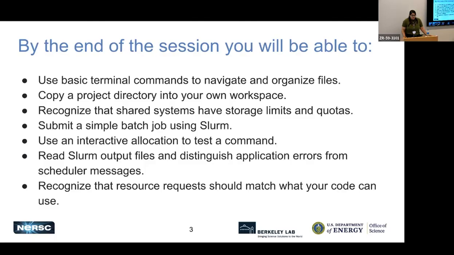We're going to do something called an interactive allocation. And if you don't understand what that is, you will. We're going to read some Slurm output files and do a little bit of basic troubleshooting. And then hopefully at the end, and I'm not sure, it'll depend on how we do, we might be able to try a little bit of scaling and getting something to run a little bit faster on our system.